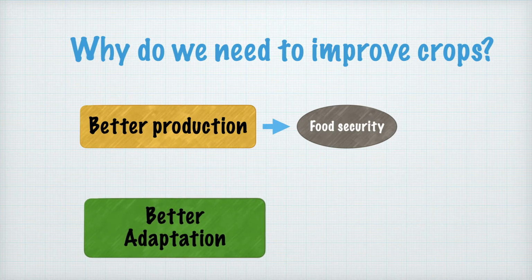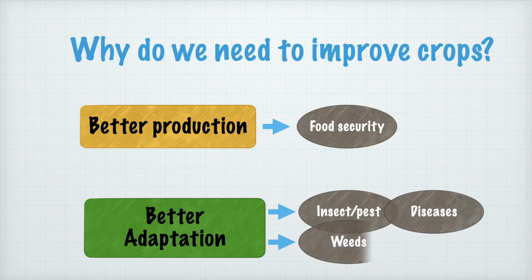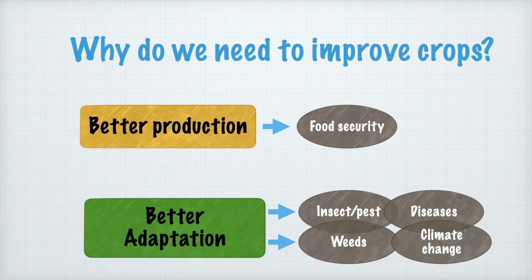And another reason is for better adaptation. Our globe and our agricultural system are facing a lot of challenges and problems such as insect pests, disease, weeds, and climate change. Insect pest, disease, and weed infestation are increasing havoc. And climate change is a global concern, where global warming and greenhouse gas emission are taking center stage. So our agricultural system should go through these types of challenges and problems.